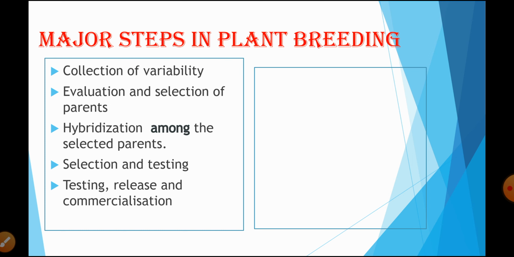Okay, so collection of variability means, let me go with an example so that you can understand better. For example, I'm going to improve a plant like a mango plant, right? In mango, you know, there are a lot of varieties of mangoes, like Neelam, Alfonso, and a lot of other varieties.